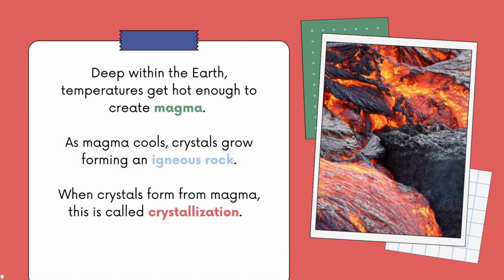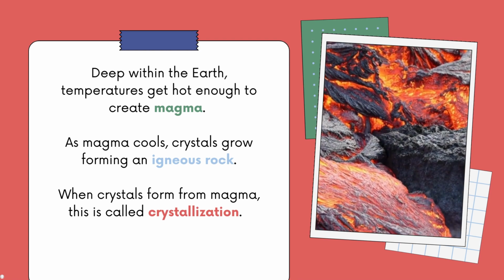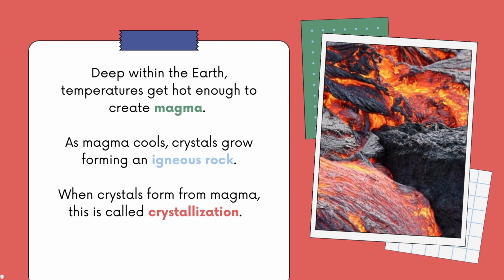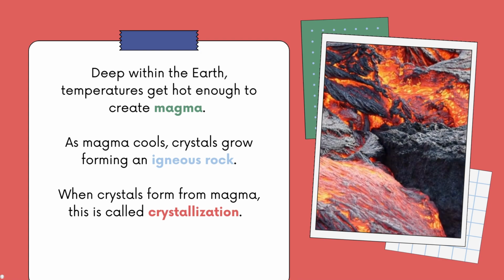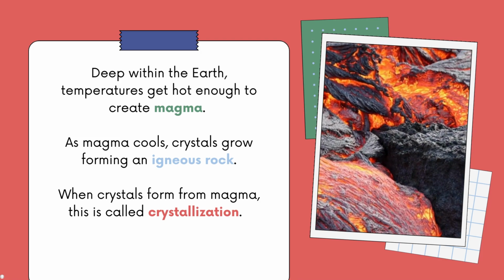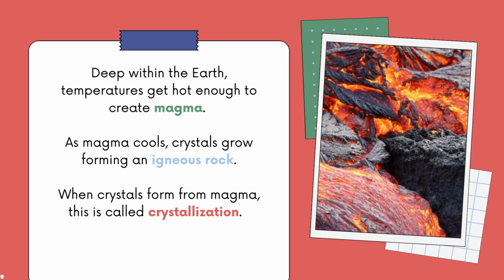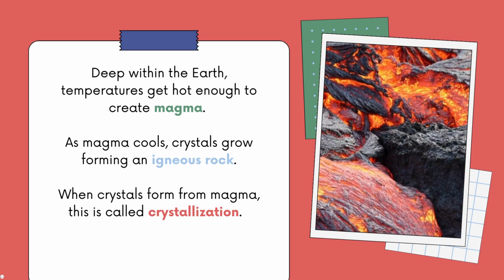We start with the creation of igneous rock. Deep within the earth, temperatures get hot enough to create what we call magma. As magma cools, crystals grow, which would then form the igneous rock. When crystals form from the magma, this is what we call crystallization.